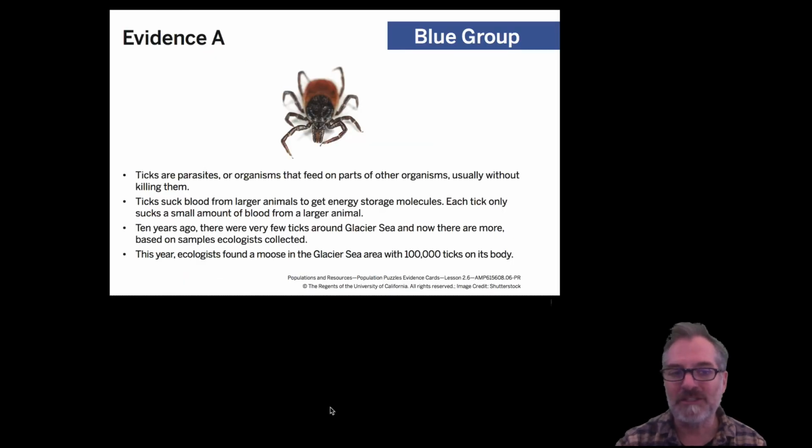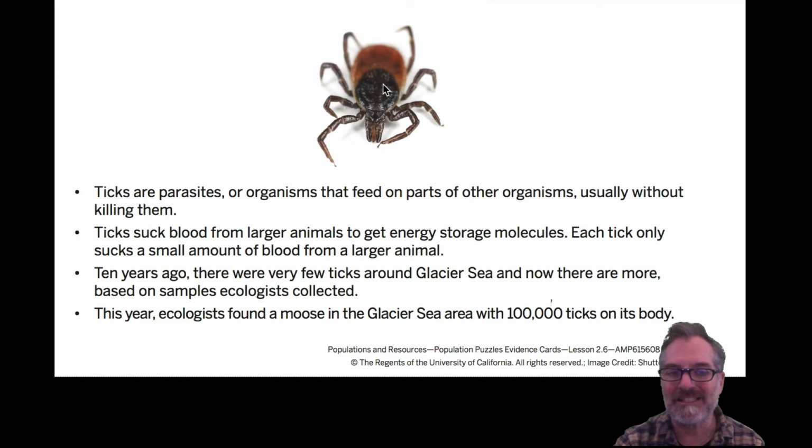Very interesting. It starts off with ticks. This is a tick. They're parasites, or organisms that feed on parts of other organisms, usually without killing them. Ticks suck blood from larger animals to get energy storage molecules. Each tick only sucks a small amount of blood from the larger animal. Of course, you don't want to kill the hand that's feeding you.